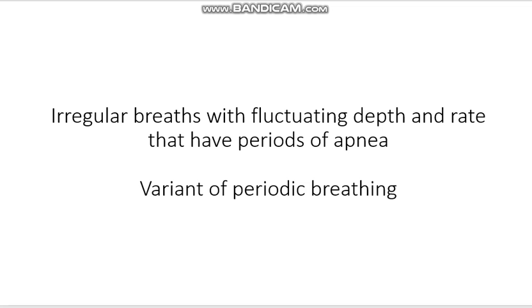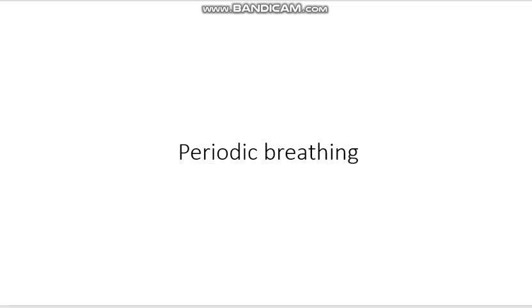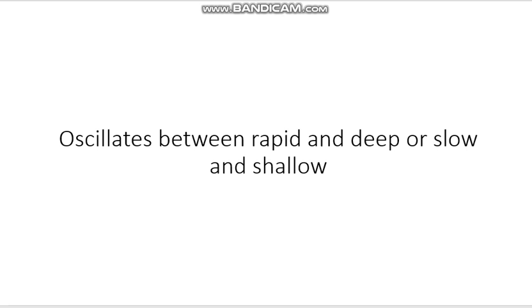Cheyne-Stokes breathing is irregular breaths with fluctuating depth and rate that have periods of apnea. It is a variant of periodic breathing. Kussmaul breathing is deep and fast. Paradoxical breathing is when the abdominal or chest wall moves in on inspire and out on expire. Periodic breathing oscillates between rapid and deep or slow and shallow.